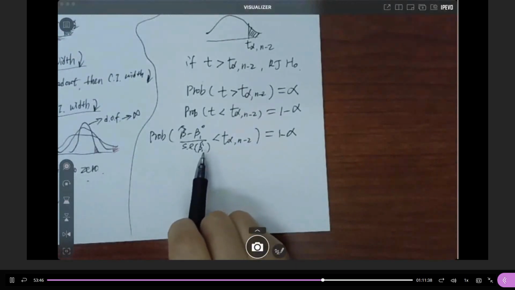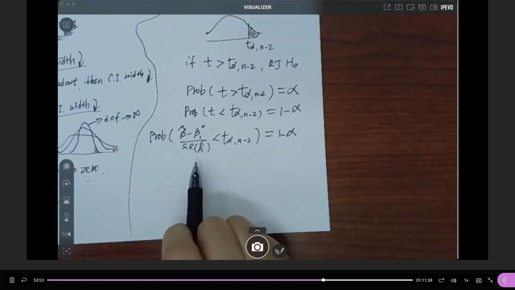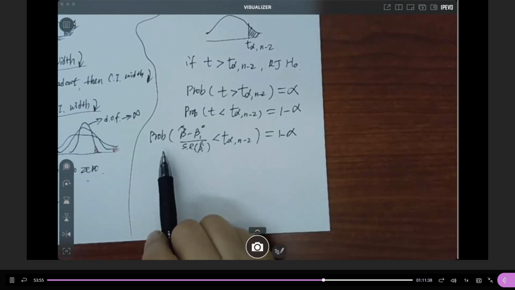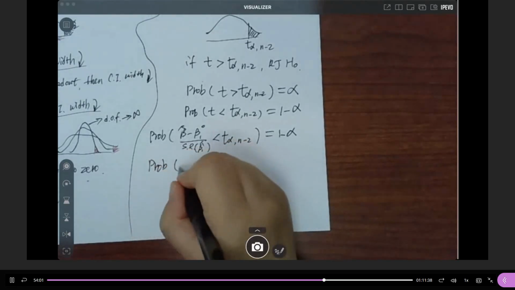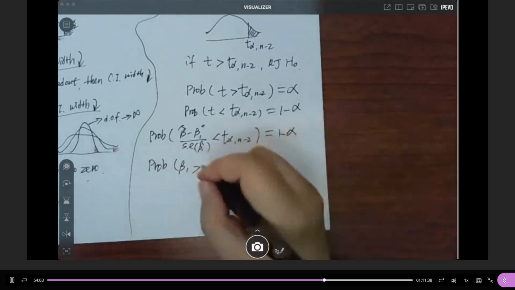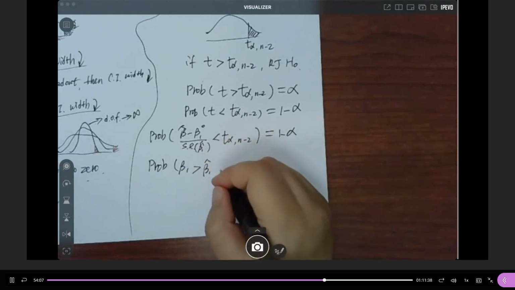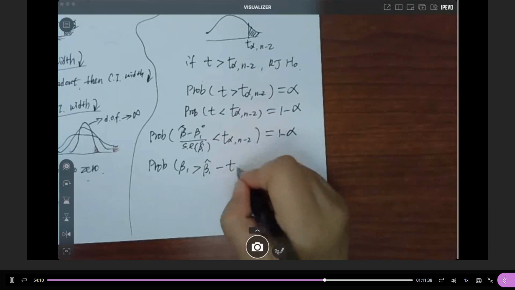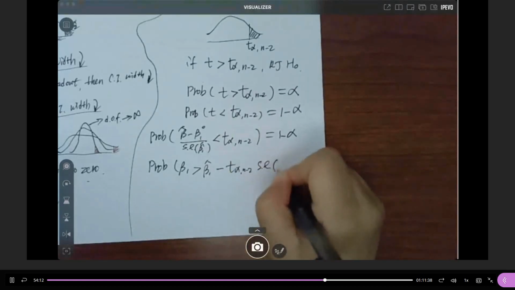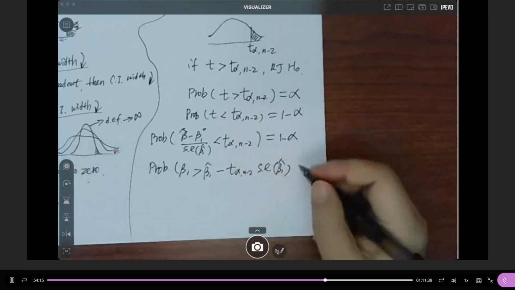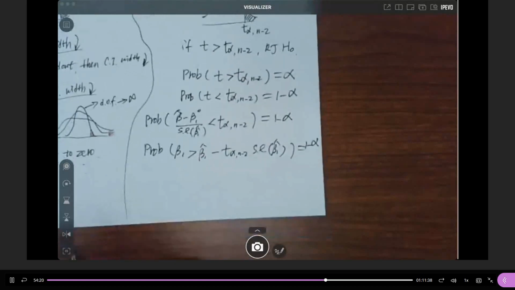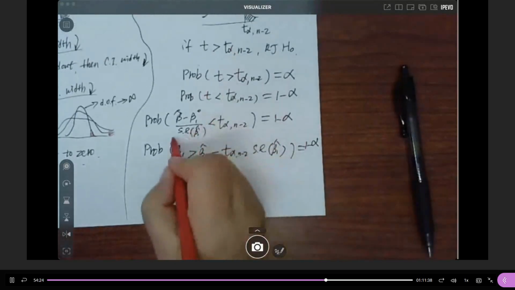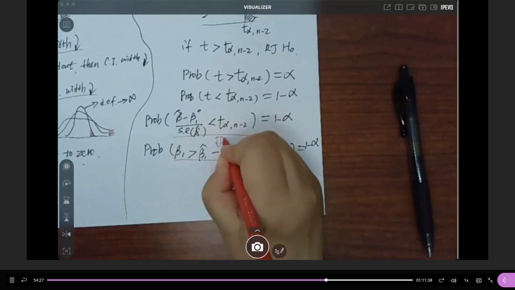And then from here, you're going to have a probability for beta 1 to be larger than... So rewrite this in an equivalent form: the probability of beta 1 to be greater than beta 1 hat minus the threshold value multiplied by the standard error of beta 1 hat. This will be 1 minus alpha, right? I simply rewrite this in the equivalent form. What's inside here, this and this should be equivalent.